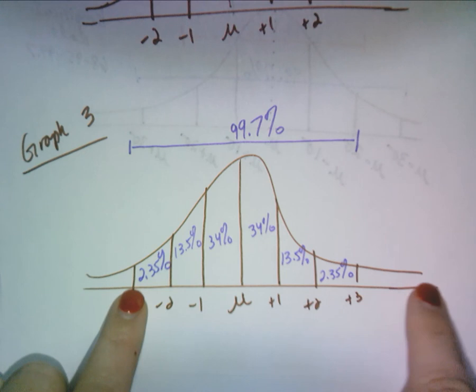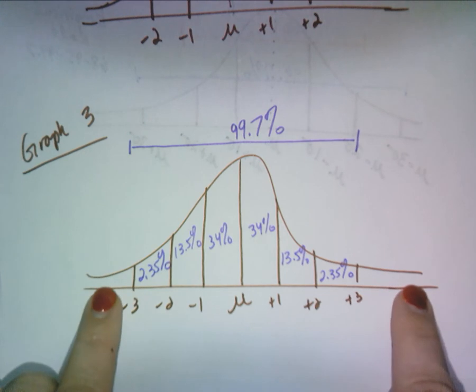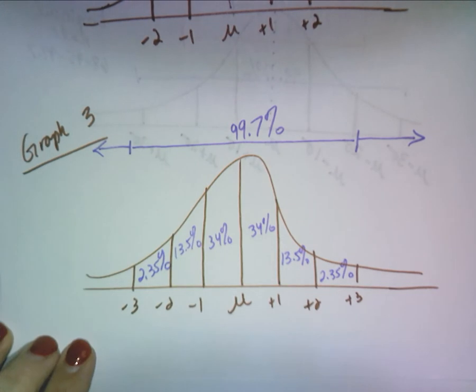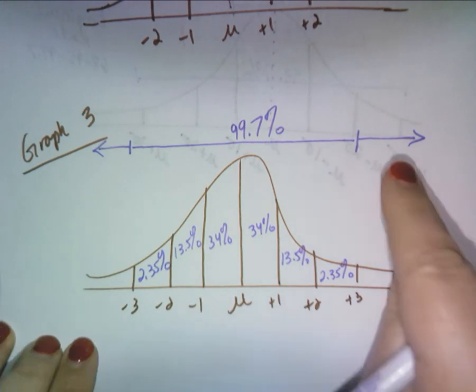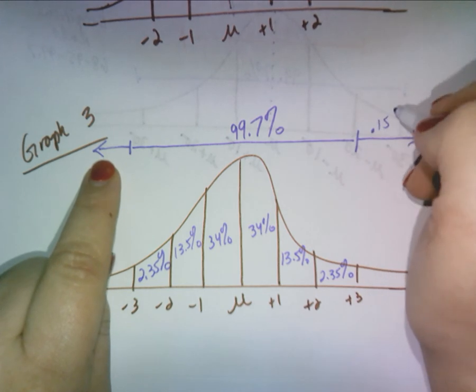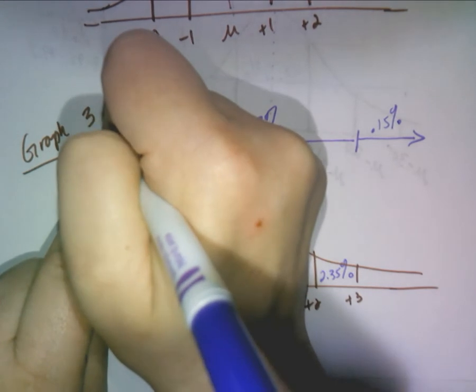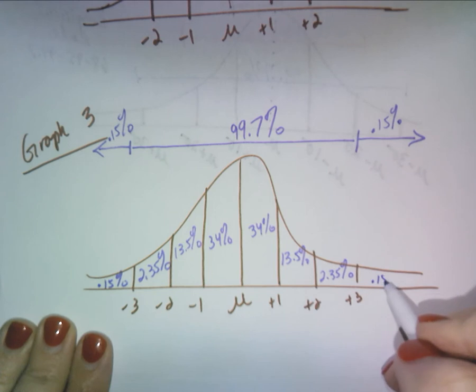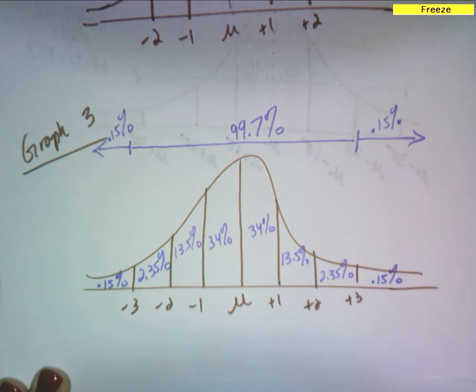Now, how do I figure out what's here and what's here? Well, how much do I have left after 99.7? 0.3% for both of these. Cut 0.3 in half: 0.15%, which is what this is, and 0.15% here. Now, if you add up all those numbers, you would have 100% of your data. And I'm going to show you how we are going to answer some questions about this right now, which is part of your homework.